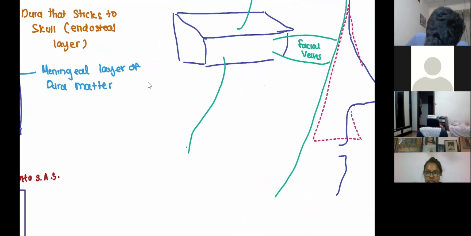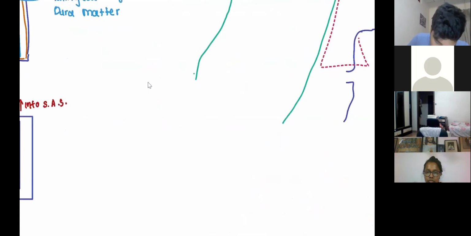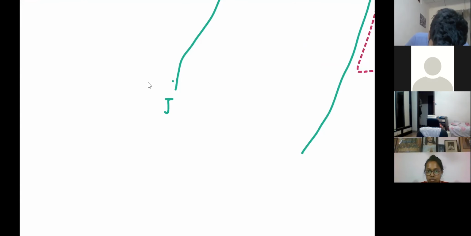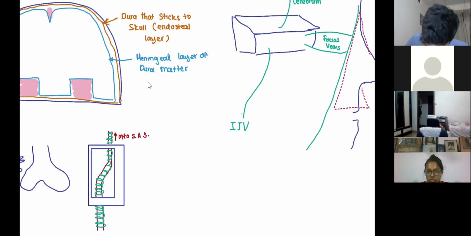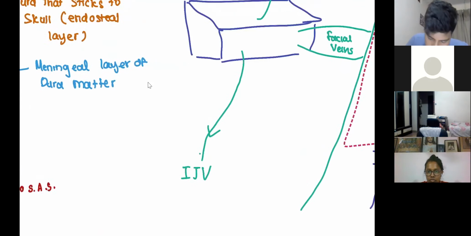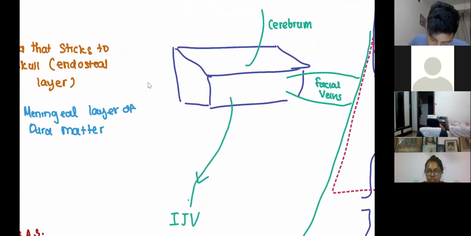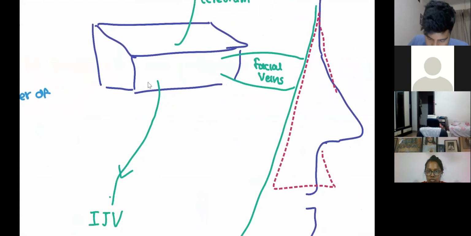There's another plexus, called the pterygoid plexus, but I'm not going to talk about that. Basically the final route of these blood vessels is the internal jugular vein. So all the blood in the brain, especially the front aspect, because the back aspect has another area called the transverse sinus, will drain into the cavernous sinus.